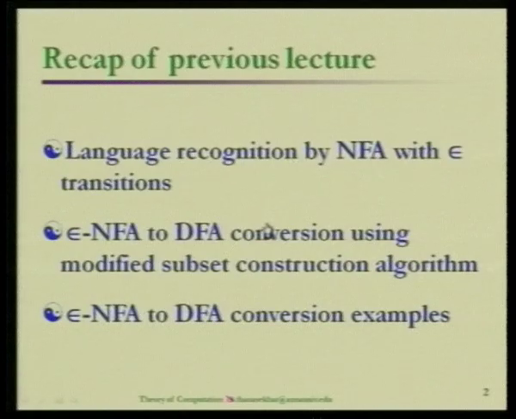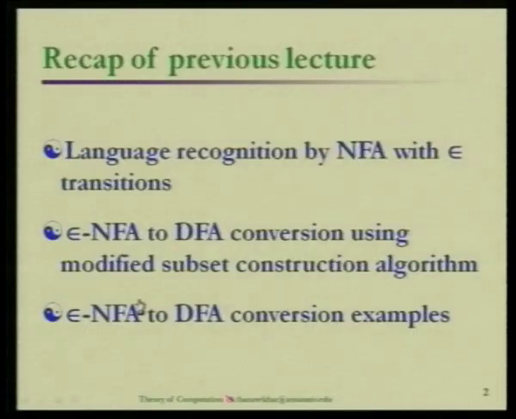The next one is, just having an epsilon NFA is not sufficient. We need to recognize the strings in a deterministic fashion. For that, we need to transform the epsilon NFA into its equivalent deterministic finite automata. Only when the equivalent deterministic finite automata for the epsilon NFA is available does the language recognition become deterministic. So, we need to transform every epsilon NFA into its equivalent deterministic finite automata.